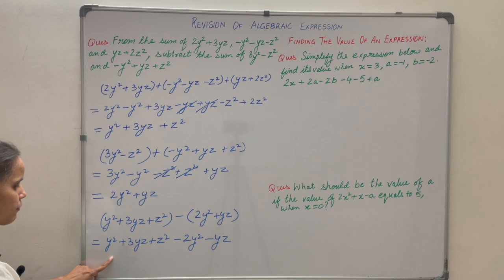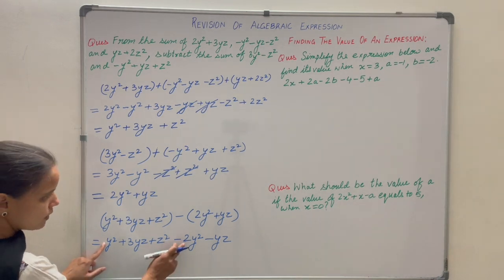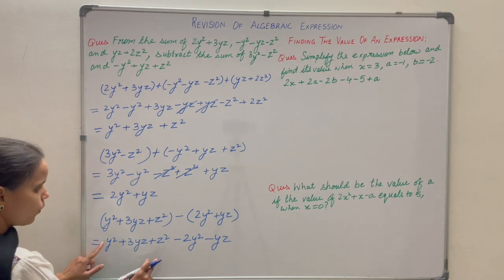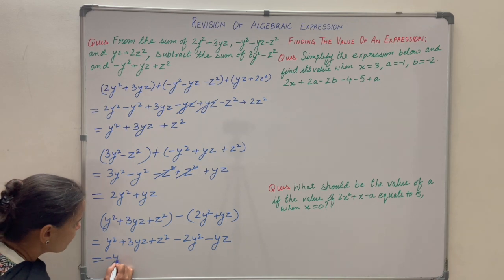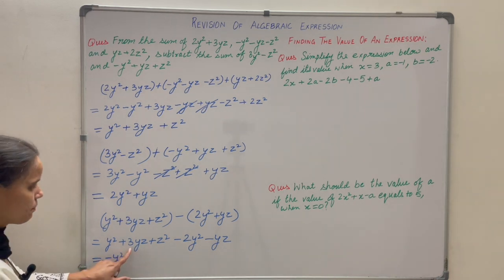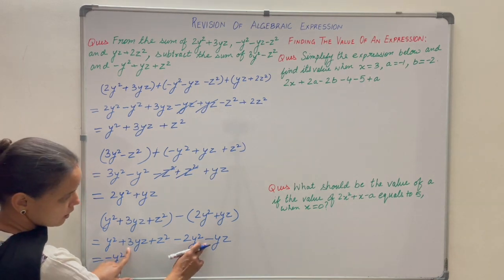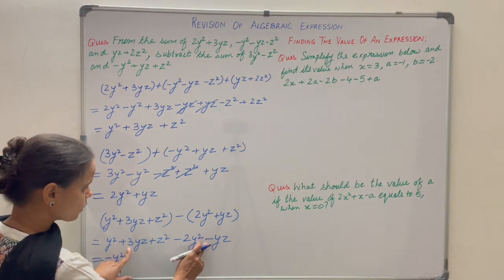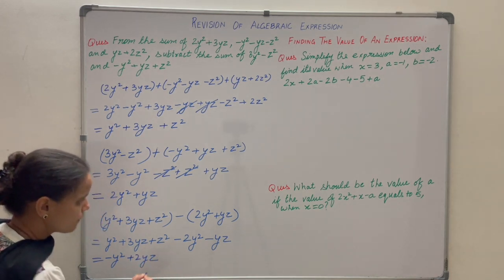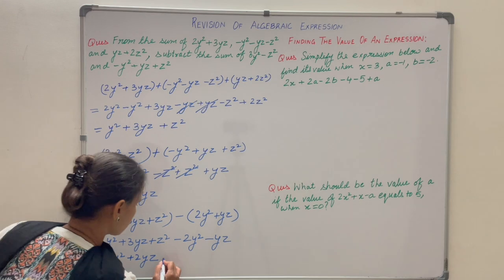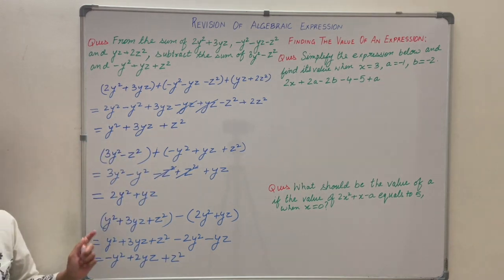So here you have y square and here minus 2y square. So your coefficient is 1 and here it is minus 2. So 1 minus 2 is minus 1. So this is minus y square. You have plus 3yz and minus yz. So your coefficient is 3, here it is minus 1. So 3 minus 1 is 2. So this is 2yz plus z square. So this is the answer for this question.